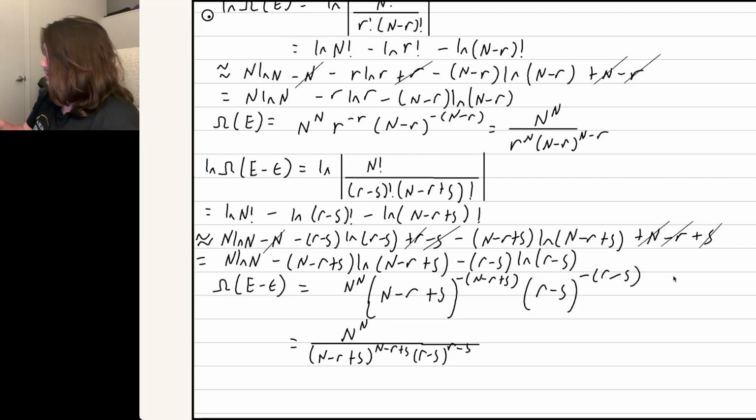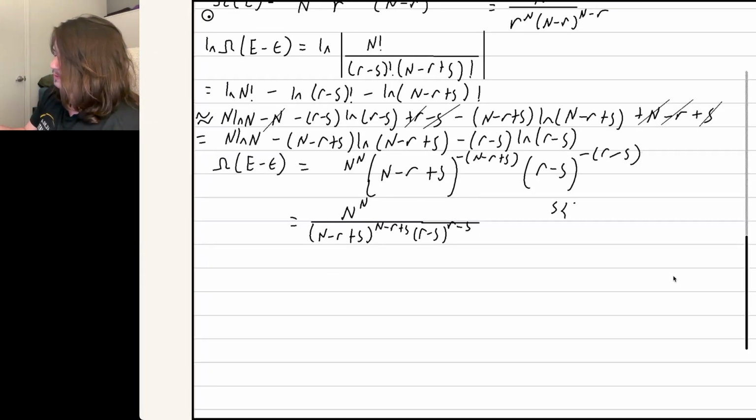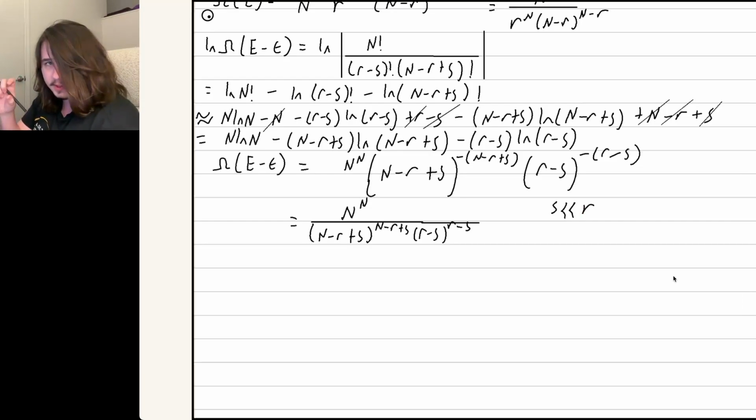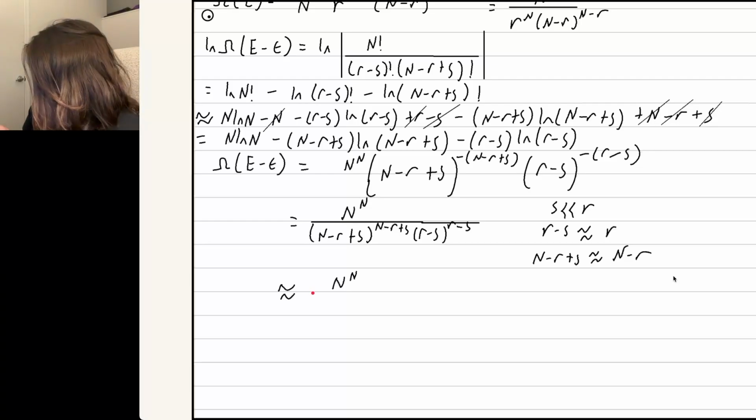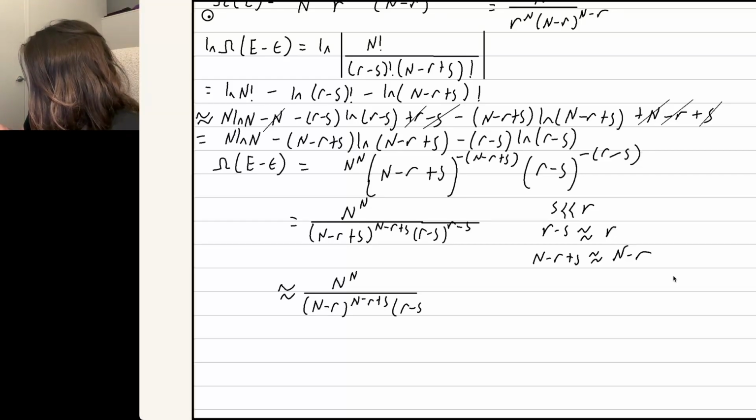Now we're going to use the fact that s is defined to be much less than r only in the terms within the parentheses, so that r minus s will become just r, and n minus r plus s will just become n minus r. Applying that approximation, n to the n over n minus r to the n minus r plus s, and r to the r minus s.